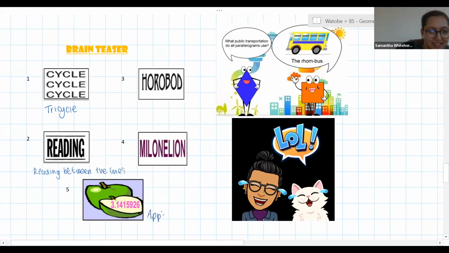Well done, number 5, you nailed it. It is apple pie, because exactly as you said, pi is 3.1415926 blah blah blah, and it's in an apple, so apple pie. Well done.